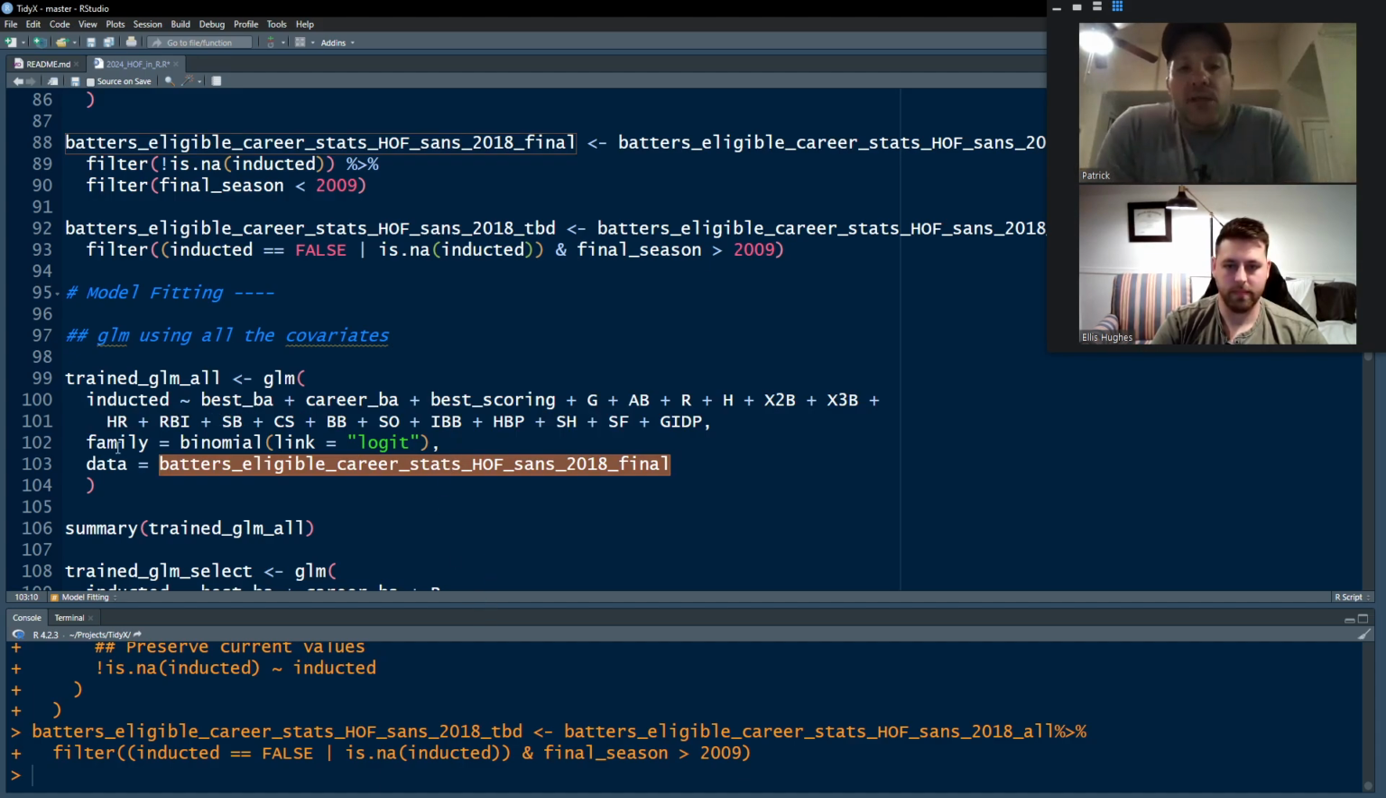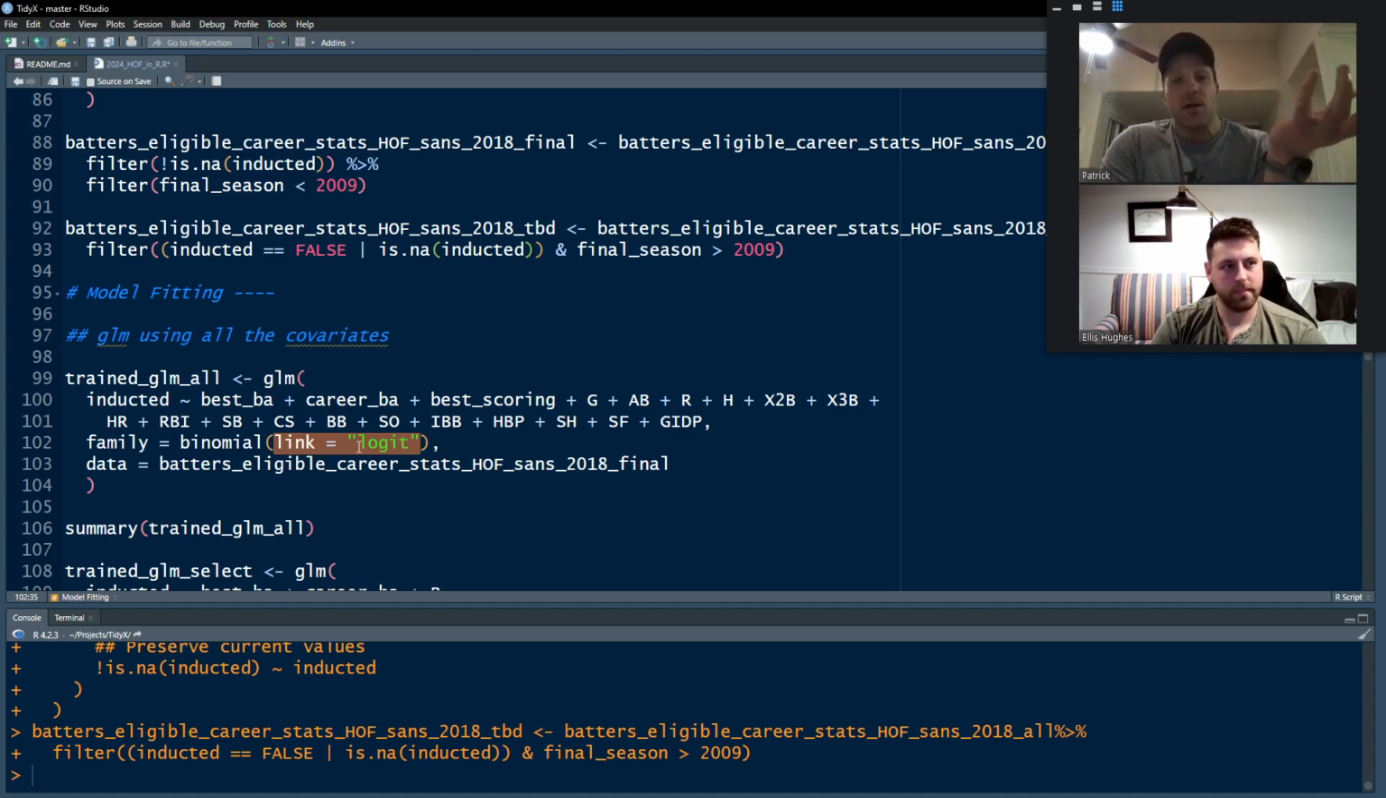We have to use family equals binomial. We're basically saying the binomial distribution is the 0 or the 1. It's the yes or no outcome, a binary outcome. And the link is logit. So basically, we're going to use this inverse logit link to take this generalized linear model and be able to turn it into a linear model so that it makes a little bit of sense for us, right?